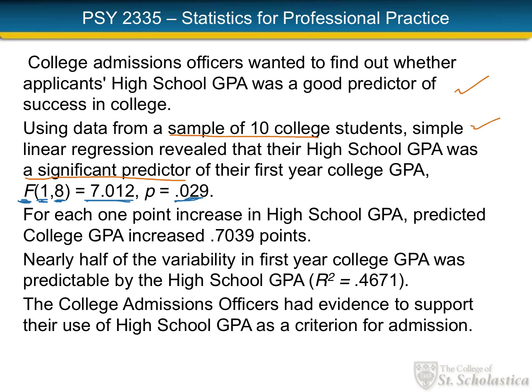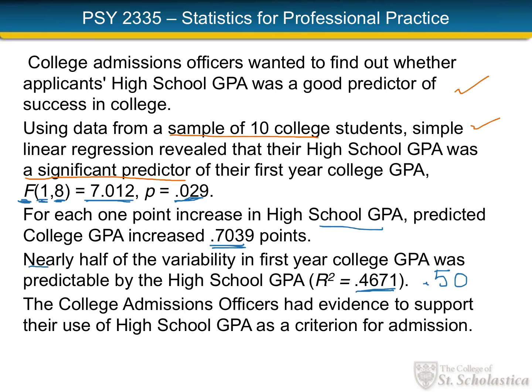I go on, because I had a significant result, to interpret the slope of the regression line and say that a 1-point increase in high school GPA predicted that college GPA would increase by 0.7039 points. I also need my measure of effect size. I know that my R-squared is 0.4671. That's almost 0.5, which would be half.